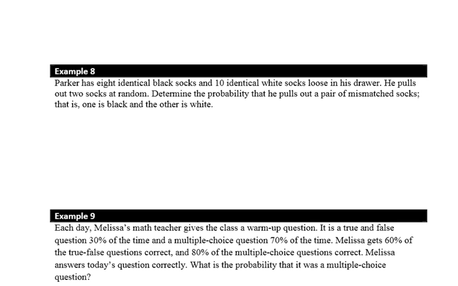Parker has 8 identical black socks and 10 identical white socks loose in his drawer. He pulls out 2 socks at random. Determine the probability that he pulls out a pair of mismatched socks. That is 1 black and 1 white. Oh, this is a quiz question. I did not like it. Okay, socks. I like the socks question.